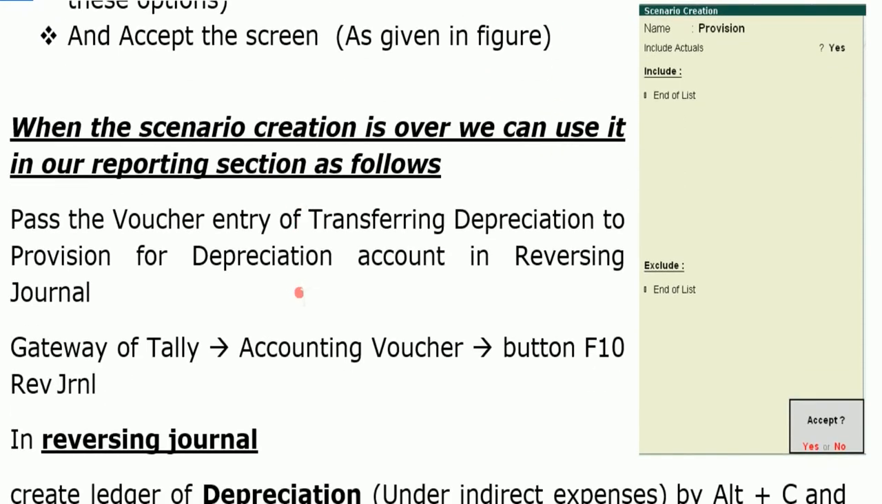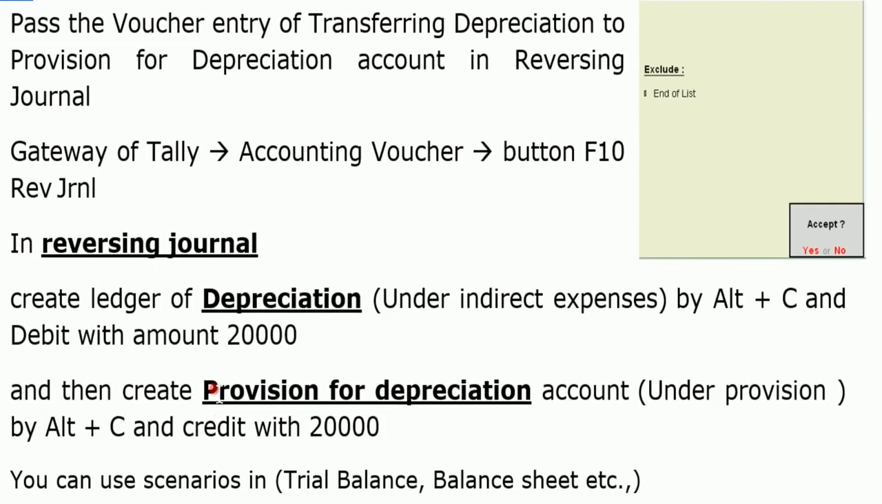Then we can create the scenario. And when the scenario creation is over, we can use it in our reporting section by using this method. So Gateway of Tally, Accounting Vouchers, then select the Reverse Journal. Maybe we can create a ledger of depreciation. So depreciation comes at the end of the financial year. So we can create that one.